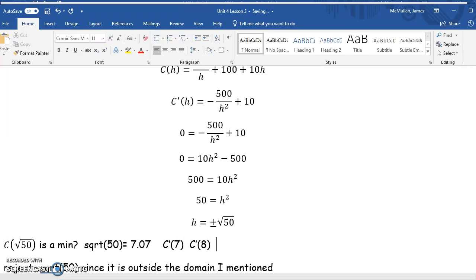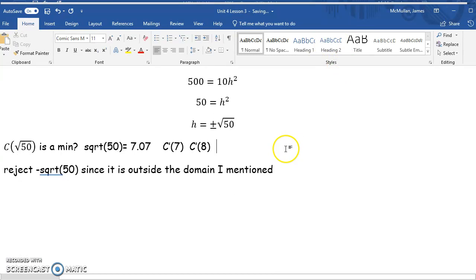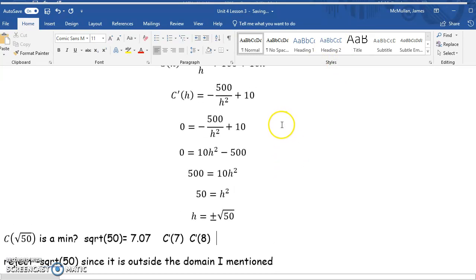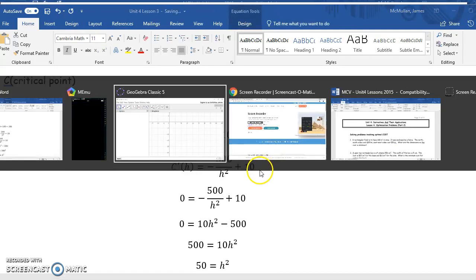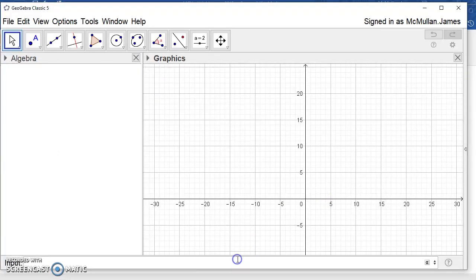What we're looking for is that C prime of 7 is negative and C prime of 8 is positive, to show that it goes from decreasing to flat to increasing. So again, at this point, I'm just going to take my function over to GeoGebra and we'll have a look at it so we can finish this up. I'll change it to x for purposes of the computer understanding what I mean. And this is our cost function.